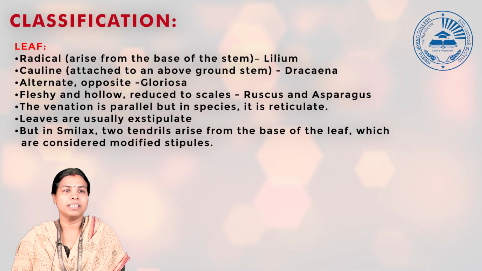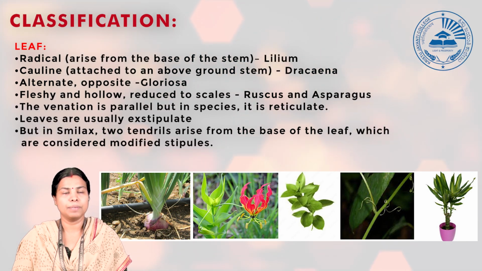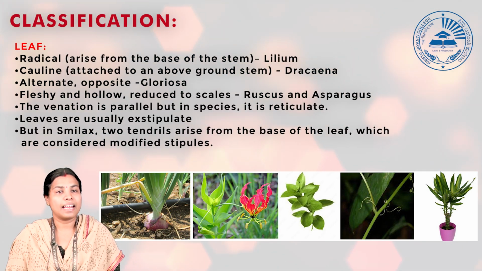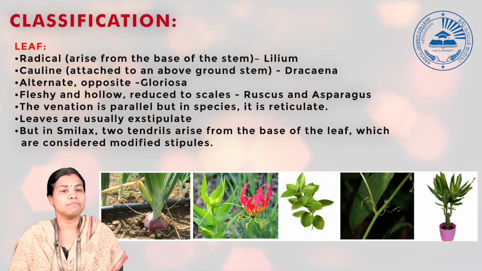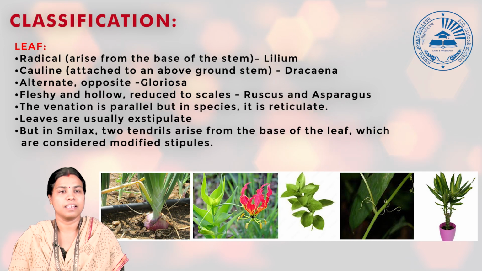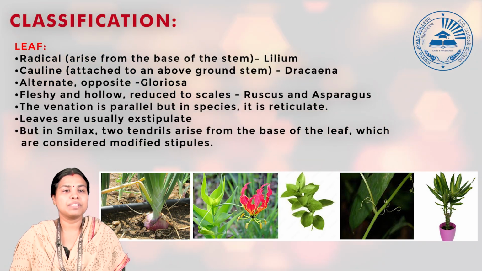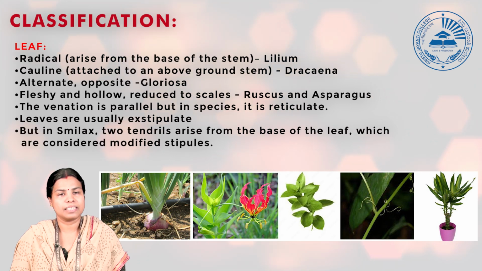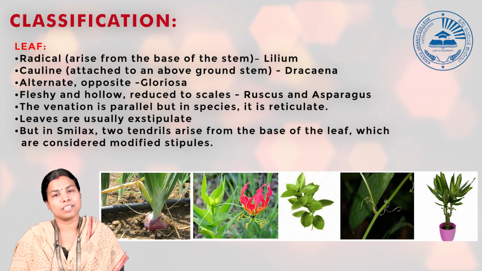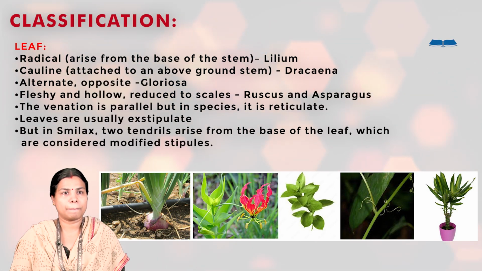The leaf of this family is radical, in the sense that it arises from the base of the stem, example Lilium; or cauline, attached to an above-ground stem. Then alternate and opposite in Gloriosa, fleshy and hollow, reduced to scales, example Ruscus and Asparagus. The venation is parallel, but in some species it is reticulate. Leaves are usually exstipulate, in the sense that stipules are absent. But in Smilax, two tendrils arise from the base of the leaf, which are considered modified stipules.